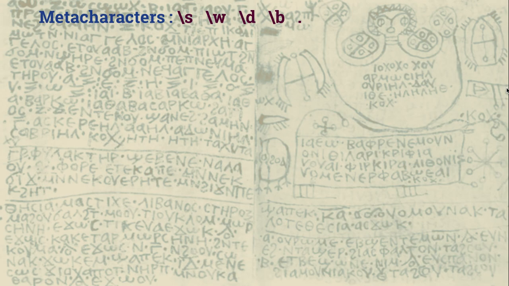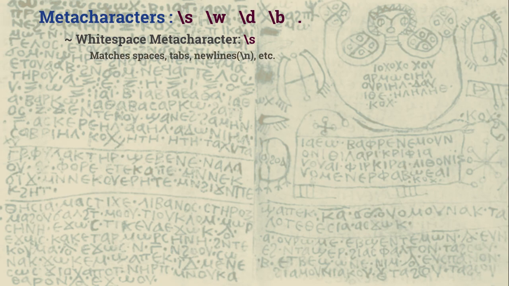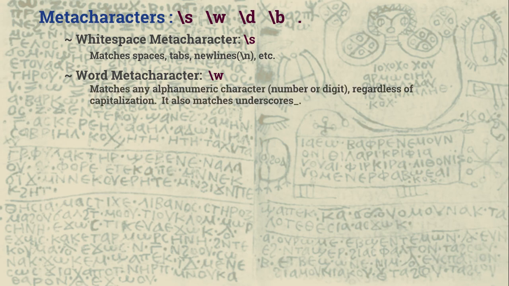There's also meta characters, which are really cool because they allow a lot of matching possibilities. This is the white space meta character, and it will match any space, tab, new line, which is like a break in a string. There's the word meta character, which will match any alphanumeric character, a number or a digit, whether it's upper or lowercase, along with underscores. So it's really useful for like screen names. There's the digit meta character, which obviously matches any digit.